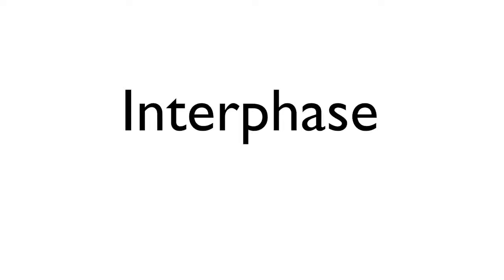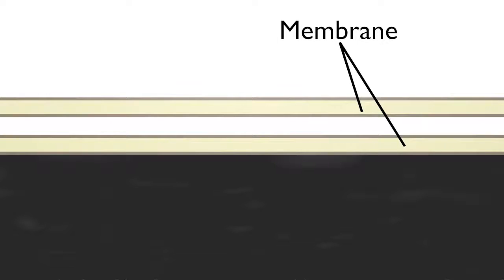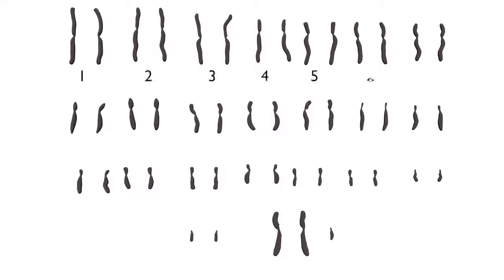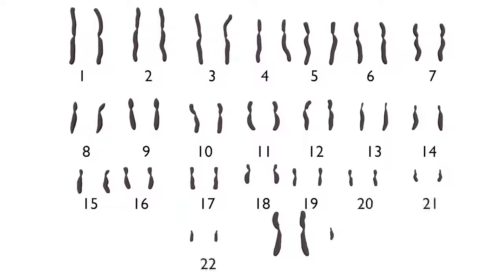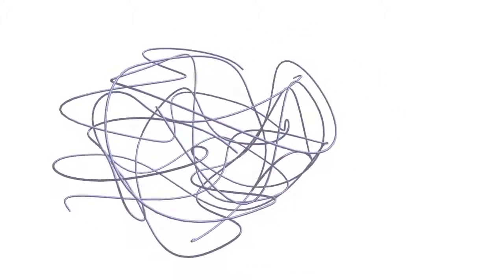Before mitosis, in interphase, the chromosomes are inside the nucleus, which is surrounded by a nuclear envelope. The nuclear envelope is a double membrane structure that separates the content of the nucleus from the cytoplasm. In humans, every cell has 46 chromosomes: 22 pairs of chromosomes 1 through 22, and either two X chromosomes in females or an X and a Y chromosome in males. During interphase, many genes are transcribed, and therefore the chromosomes are in an extended or decondensed state, like a bowl of spaghetti.